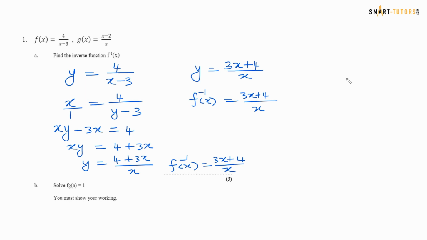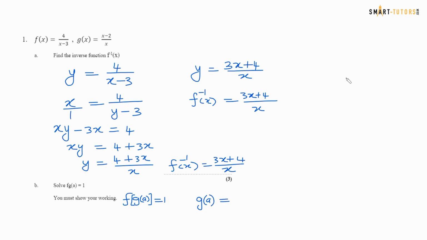Question number B. Solve fg(a) equals 1. You must show all the working. So here we need to understand what the function asks for. f of g(a) is the function g(a) inputted inside the f function, equal to 1. So first of all, I need to find out what g(a) is. So for g(a), you need to substitute the a into the g function.